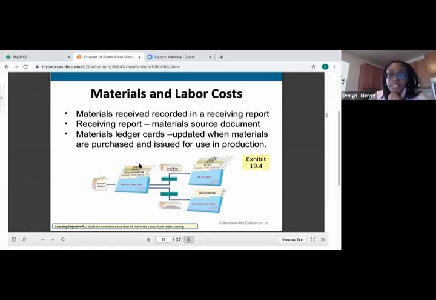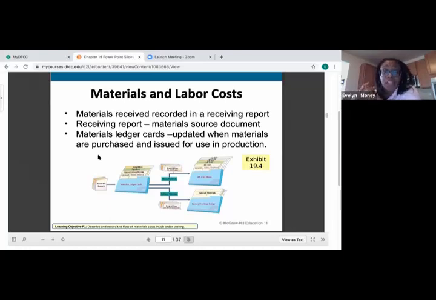So in terms of materials, my point is materials has a source document. Actually, materials has a couple of source documents. When a company orders materials and the materials come in, they are counted and then sent to the proper inventory department. When the inventory is sent to that department, the person responsible for receiving the inventory will fill out what's known as a receiving report. So he will clearly identify what's coming in. The receiving report serves as a source document for materials purchases. It shows what's coming in.